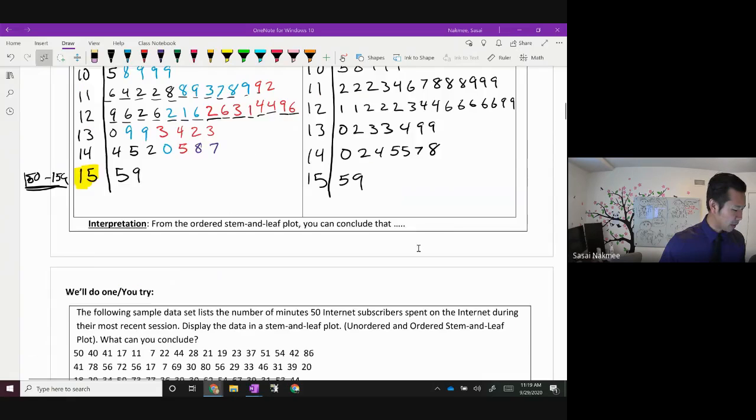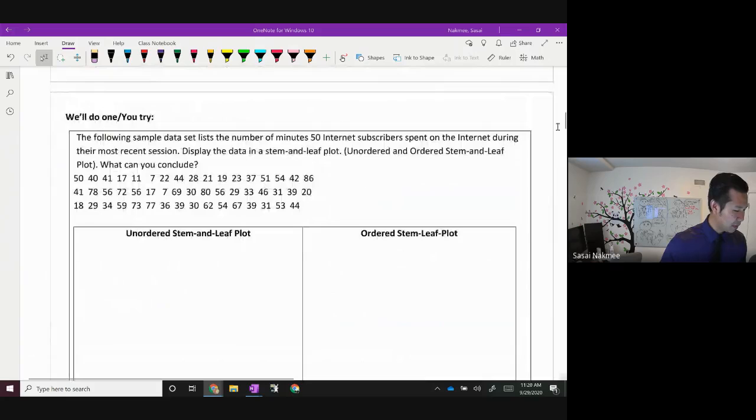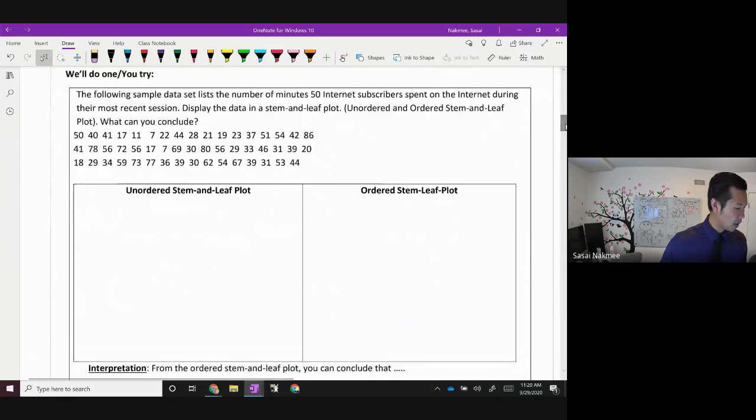Yeah, so that's this one down here. So we're going to do a stem and leaf for this one. We're going to start off with it unordered, and then we're going to start off with it ordered.